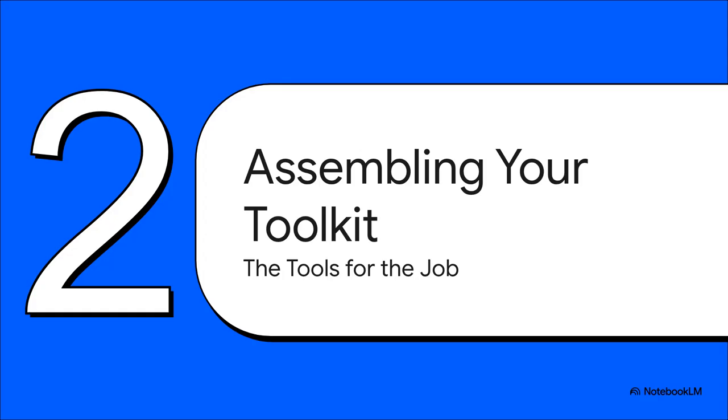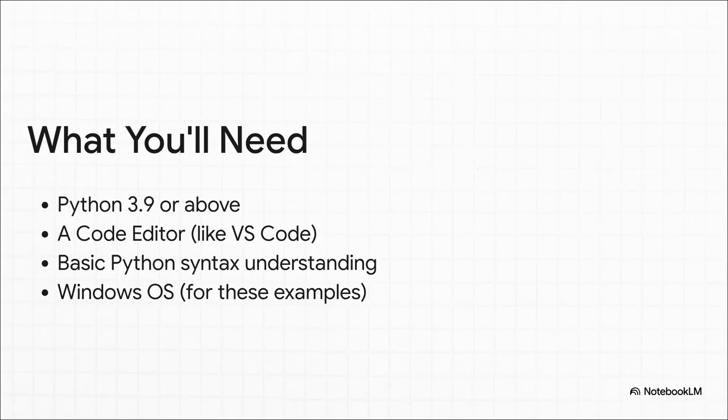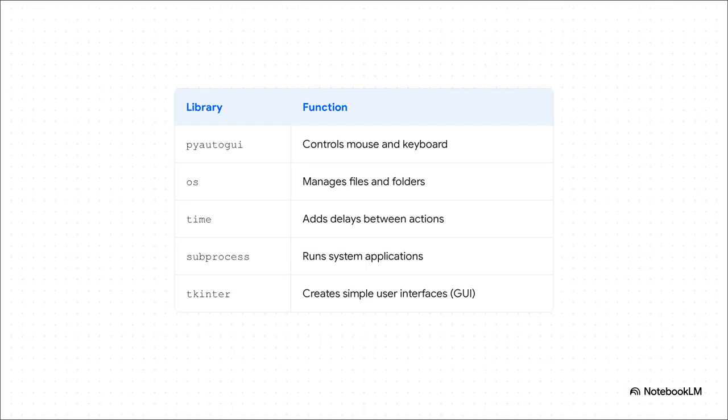All right, every superhero needs their gadgets. So for this job, we need to assemble our digital toolkit. But don't worry, everything we need is totally straightforward and free. Here's the rundown of what you'll need. A modern version of Python, a code editor, something like VS Code is perfect, and just a basic handle on Python syntax. Now, our examples today are for Windows, but the ideas we're talking about, you can totally adapt them for any operating system.